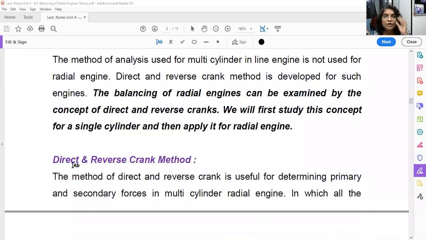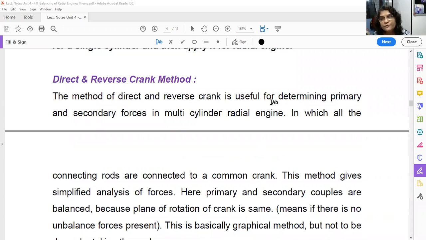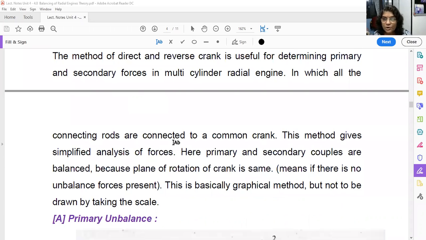Now let us see what we mean by the direct and reverse crank concept. The method of direct and reverse crank is useful for determining primary and secondary forces in a multi-cylinder radial engine, in which all the connecting rods are connected to a common crank. So as many cylinders are there, as many pistons and connecting rods are there, but there is only one crank which is common to all cylinders. This method gives a simplified analysis of forces. Here primary and secondary couples are balanced because the plane of rotation of the crank is the same. That means if there are no unbalanced forces present, there will be no unbalanced couples present.